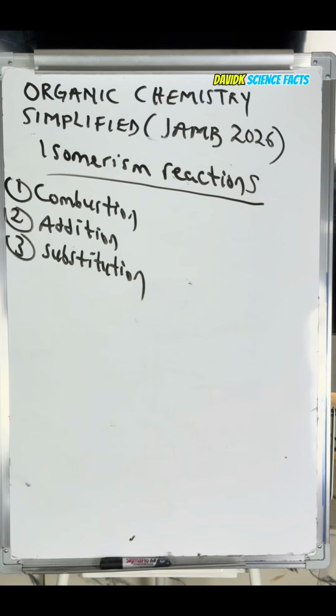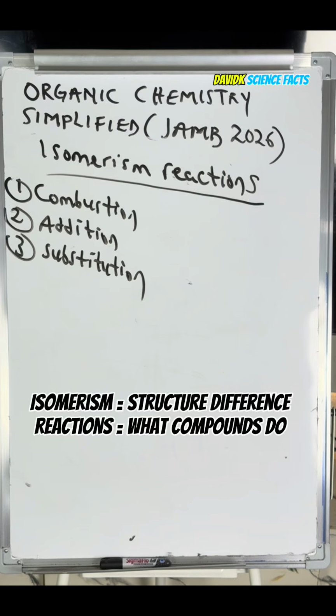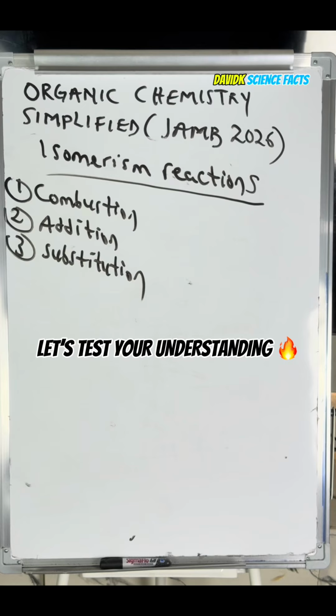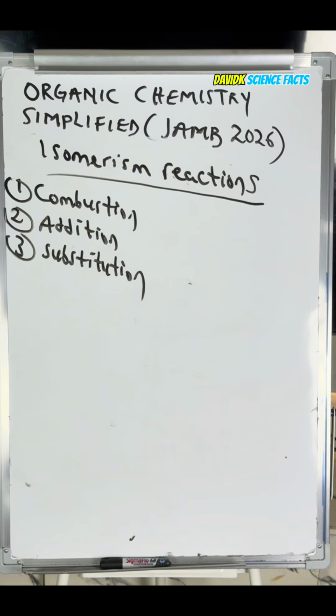For addition, it happens in alkenes, that is the double bond. Now for that, the double bond breaks and adds atoms, that is for addition. Then for substitution, it happens in alkanes. One atom replaces another. So that is all you just need to know for reactions. It's just simple and direct. So JAMB doesn't complicate this if you know the basics. Let's take some questions to test your level of understanding about this so far.